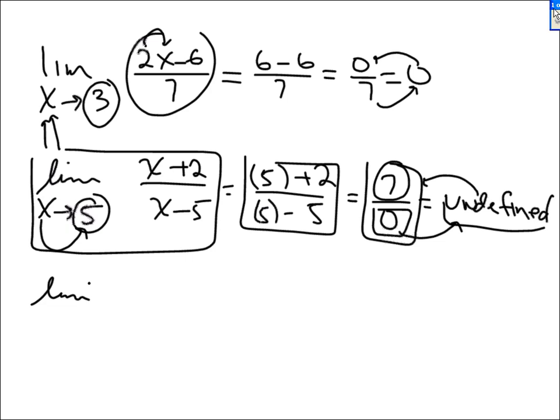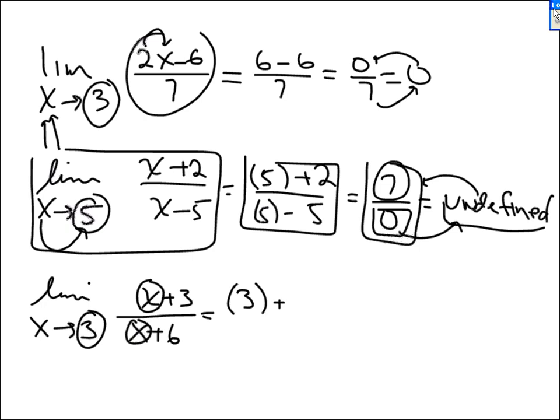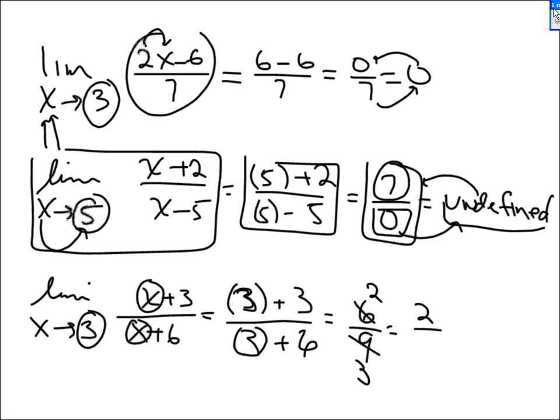We have a limit as x goes to 3 of x plus 3 over x plus 6. Wherever you see x, put 3. And you can write x plus 3 over x plus 6 and put 3 inside the brackets. And you'll get 6 over 9. 3 goes in here 2 times. 3 goes in here 3 times. 2/3.